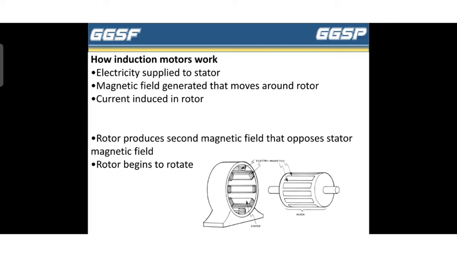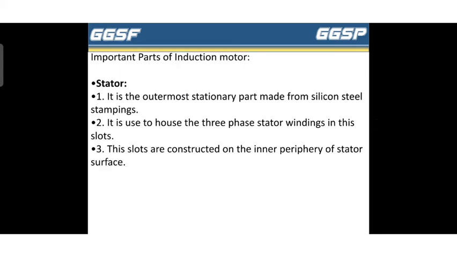Then we see how the induction motor works. Electricity supply: first, electricity is supplied to the stator. A magnetic field is generated that moves around the rotor. Current is induced in the rotor. The rotor produces a second magnetic field that opposes the stator magnetic field. Then the rotor starts to rotate.